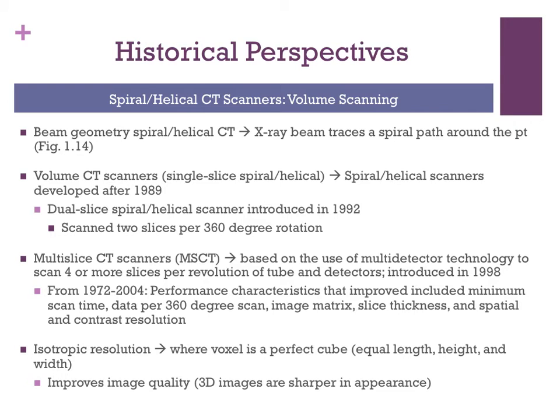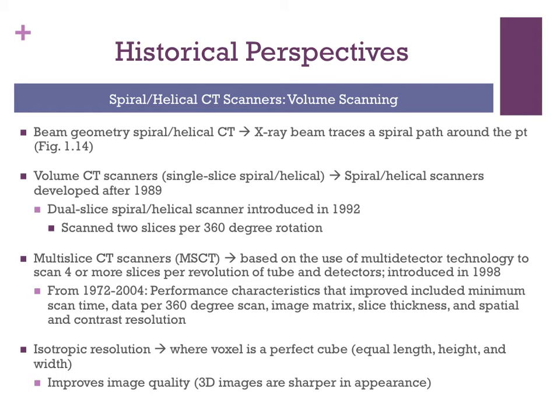So next we'll talk about spiral helical CT scanners, which is also called volume scanning. In conventional CT scanning, the patient is scanned one slice at a time, and the detectors rotate for 360 degrees or less to scan one slice while the table and the patient remain static. This was extremely time consuming, obviously, so the concept was made of scanning a volume of tissue by moving the patient continuously through the gantry of the scanner while the tube and detectors rotate continuously for several or multiple rotations, resulting in the X-ray beam tracing a path around the patient.